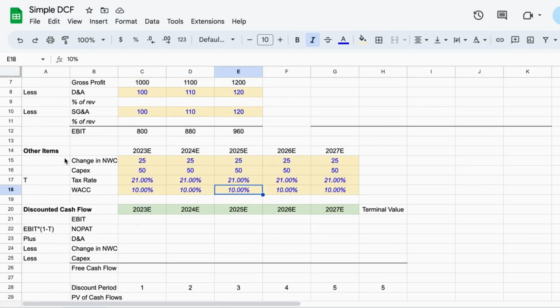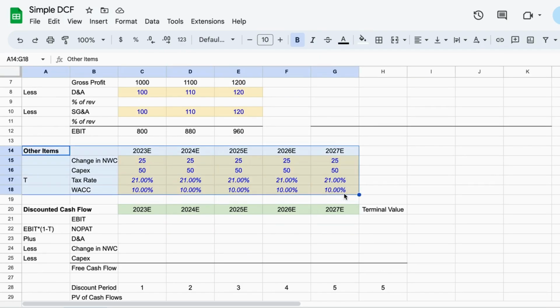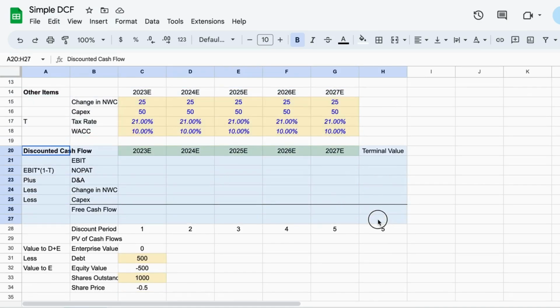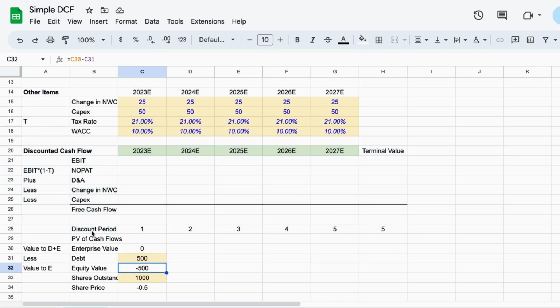Right here in other items are some pertinent line items that we would need to make the operating income measures transform into free cash flow. And then down here is the actual discounting section where we get all of our operating income, convert it into free cash flow, discount it, and then get the firm's value, subtract out debt, get the equity value, divide by the total shares outstanding, and get the actual share price of a company. So once you know how to do a DCF, you can practically value any company you'd like or any company that you're interested in valuing.